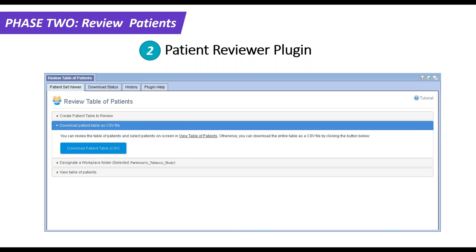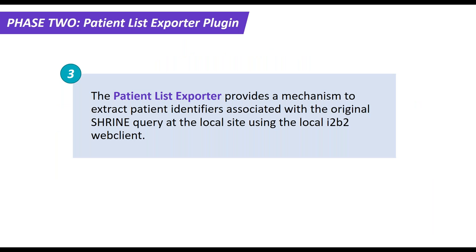So now we have a network query from aggregation count. We have a more precise set of patients related to a trial. What's next? You need to extract the patient identification. How will you contact them unless you have their identifiers? The patient list exporter helps you with that.